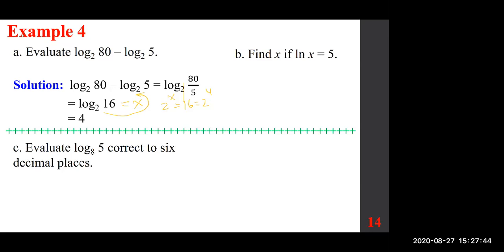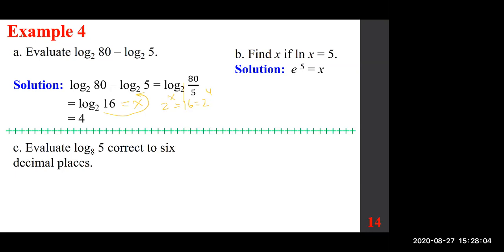All right, what about part B? Very simple. ln x is 5. What is x? Just write the exponential, e to the power of 5. You're done. It's that simple, class, okay?